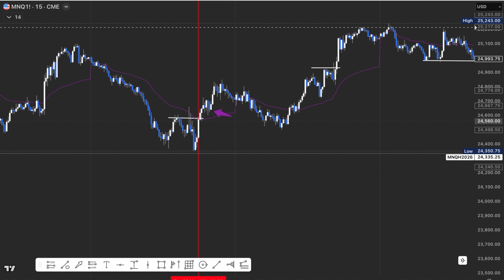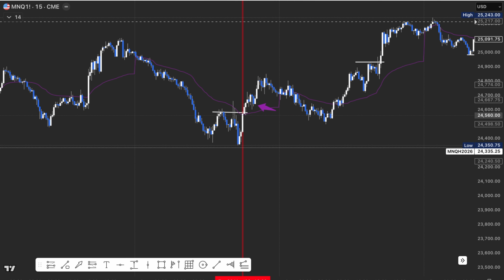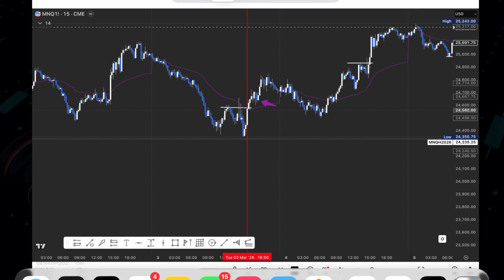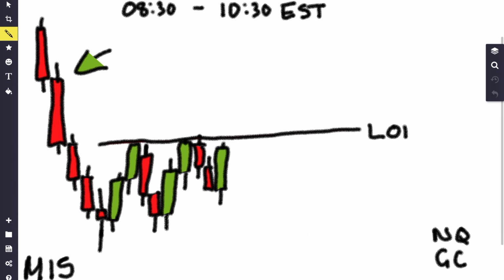But before we get started with some real chart examples, let's go on to a sketch pad and discuss exactly what I'm looking for. It's very important in trading, if you don't know, that you define an asset, a time frame and a session. All successful traders trade the one model on the one time frame, on the one asset and in the one session.